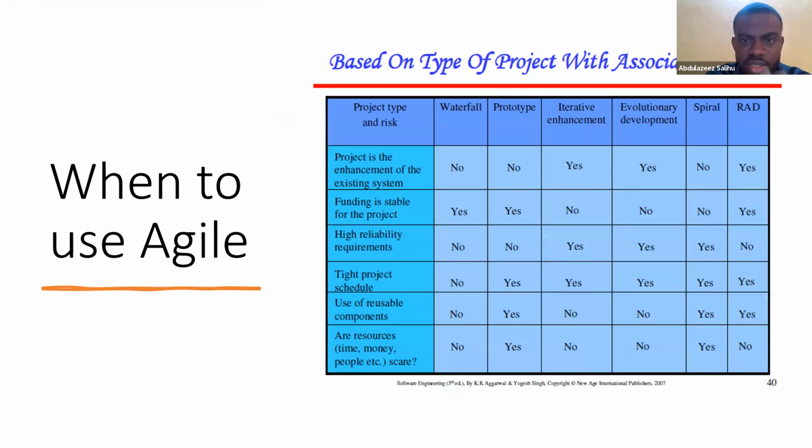And the next is risk associated with such projects. When a project is an enhancement of the existing system, it's always advisable to use the iterative enhancement or evolutionary development. Is funding stable for the project? You can use Agile. You can also use Waterfall. You can use some of the Agile models.